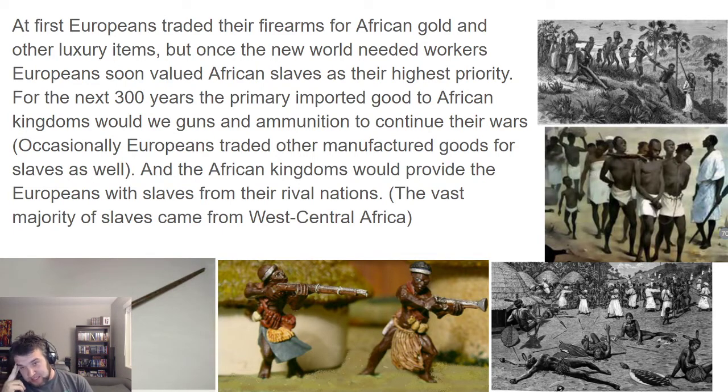And yeah, so these African kingdoms were complicit in the slave trade, providing the Europeans with slaves from their rival nations. And the vast, vast majority of slaves came from the West Central African coast. So modern day Nigeria, Niger, Benin, Togo. So if there's someone in the Americas who is a descendant of slavery, that is most likely where the ancestors came from. All right, moving on.